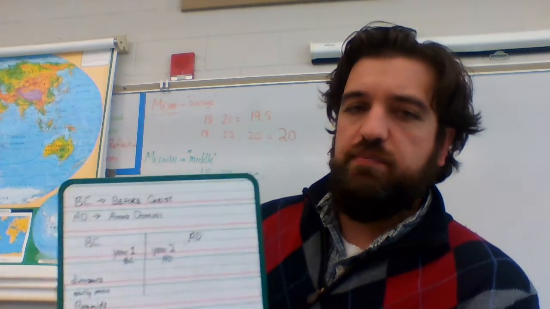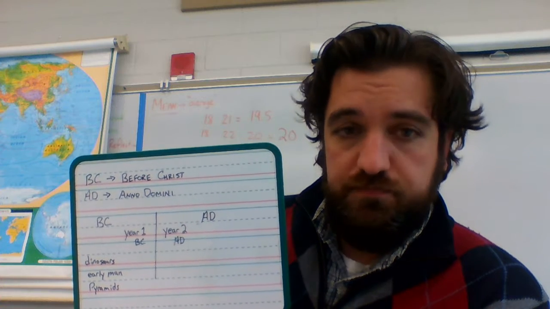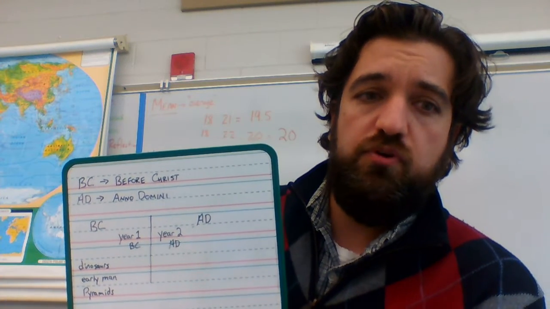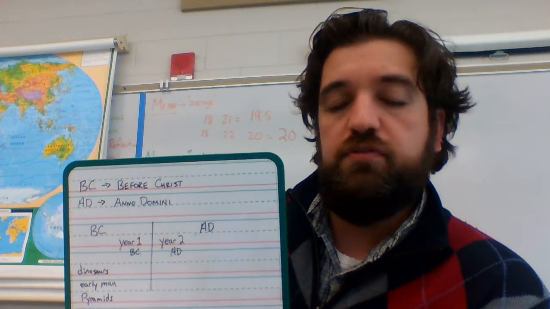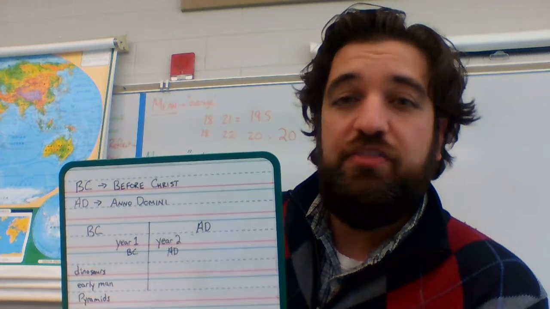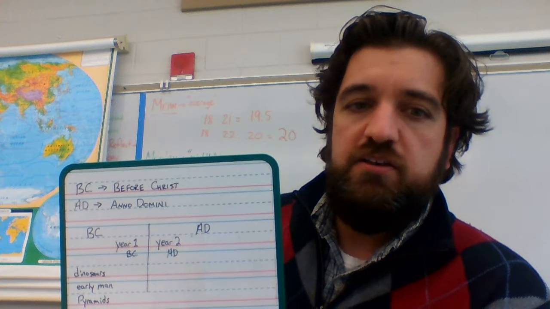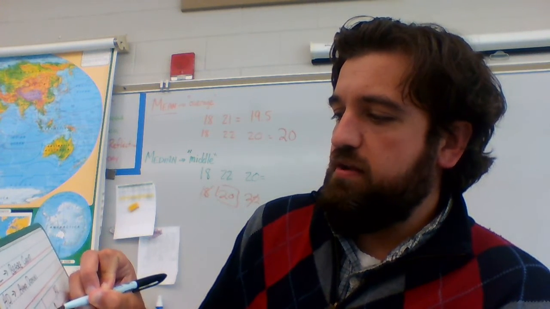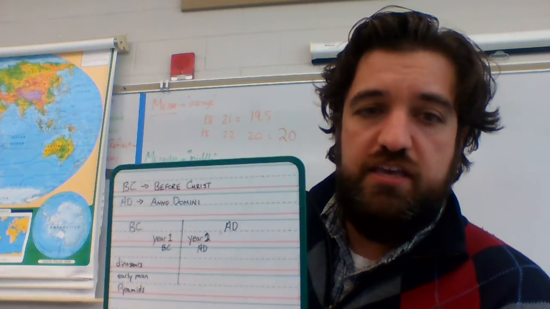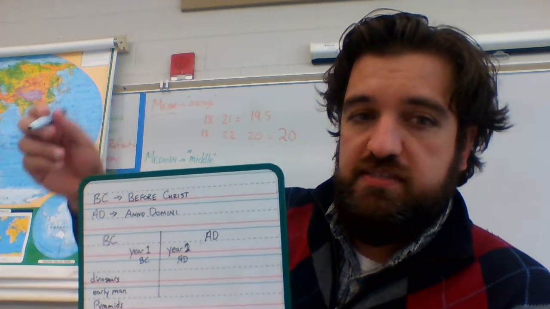The other thing I want to talk about is BC and AD. Okay, so BC means before Christ, and AD means Anno Domini, which means in the year of the Lord, or sometimes people say in the year of our Lord. There is no year 0. Okay, so oops, that's a typo there. That should be a number 1. All right. So we have a year 1 AD and a year 1 BC.